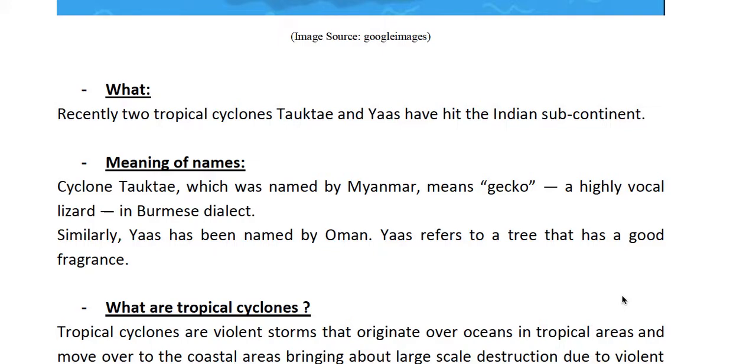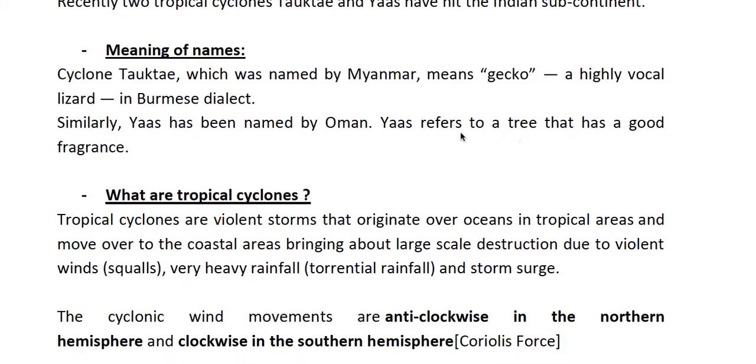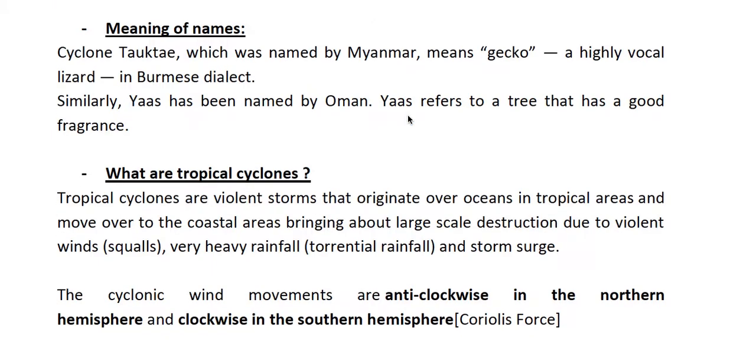Cyclone Tauktae was named by Myanmar and it is a lizard. Similarly, Yaas has been named by Oman. It refers to a tree which has good fragrance. This is not important from the exam point of view, it is just for your curiosity.